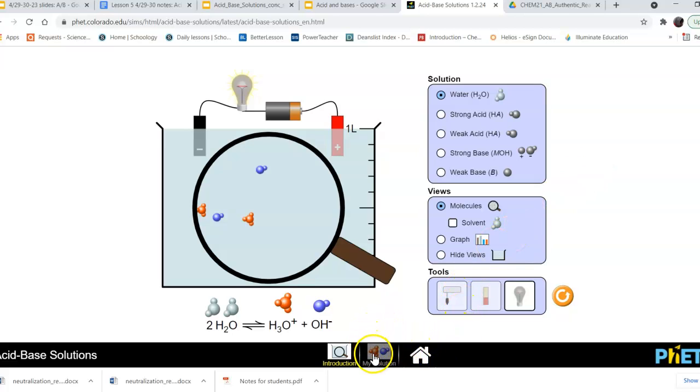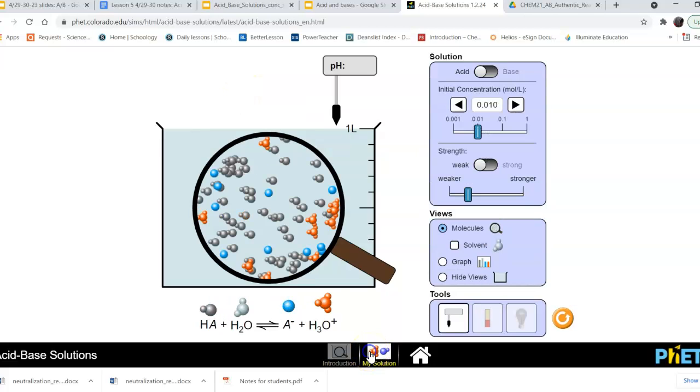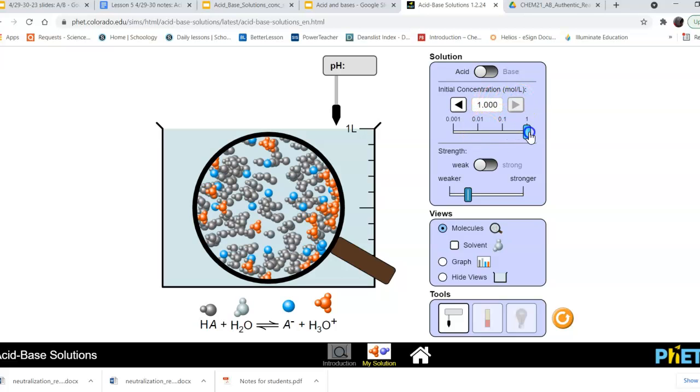Now I need to mention one more thing. We talked about strength. We also need to talk about concentration. So let's think about concentration for a moment. Let me choose an acid, and let me choose a pretty high concentration. Let me push the concentration to 1 molar. Notice here, moles per liter, that's 1 molar. I have a weak acid, and I'm going to measure the pH of this weak acid, and it's about 3.5.